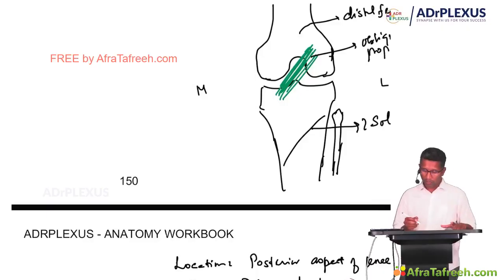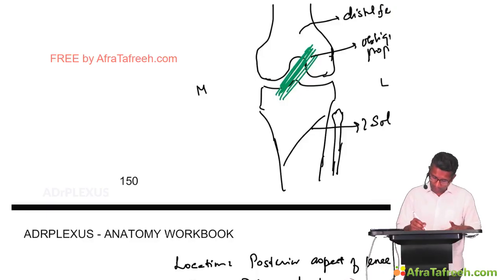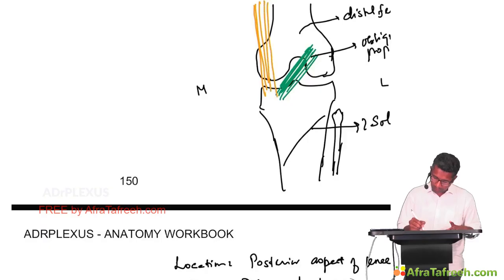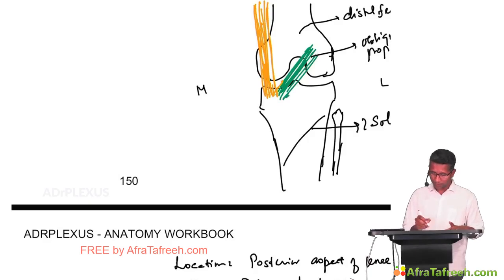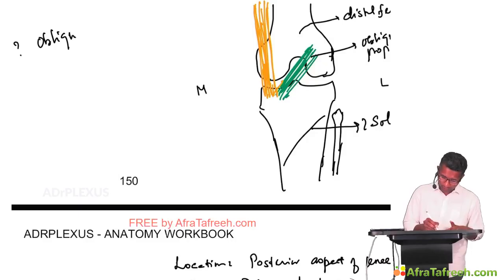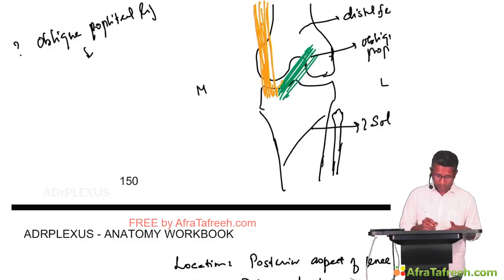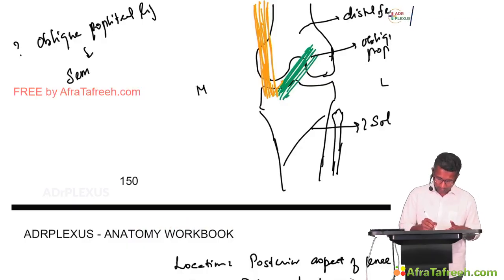And how is this oblique popliteal ligament formed? There is a muscle called semimembranosus which gets inserted into the medial condyle of the tibia. After it's inserted, it gets reflected back and forms this ligament. So if somebody asks you how the oblique popliteal ligament is formed, it is nothing but a remnant or the continuation of a muscle called semimembranosus.